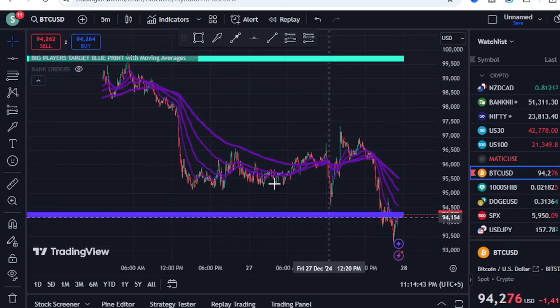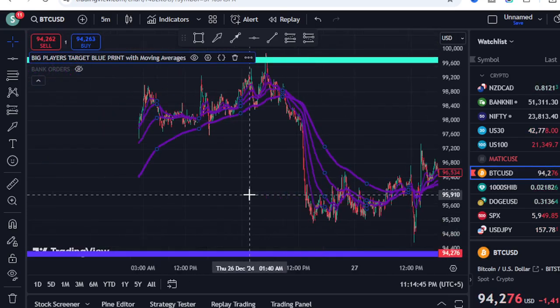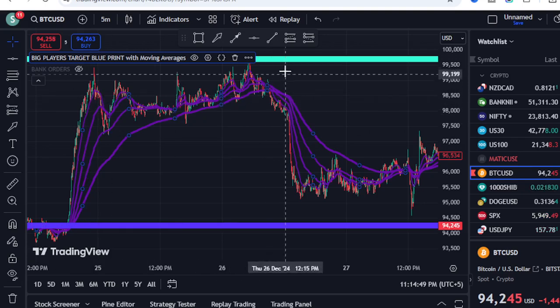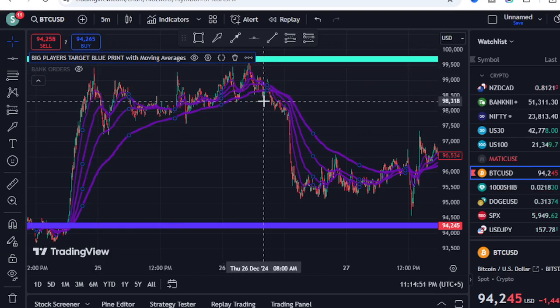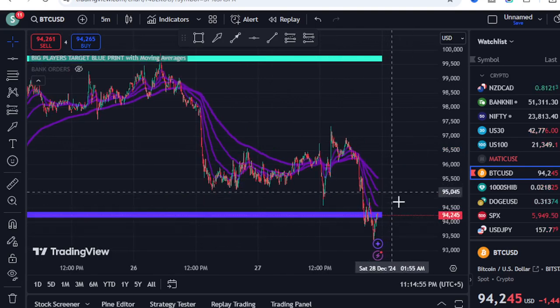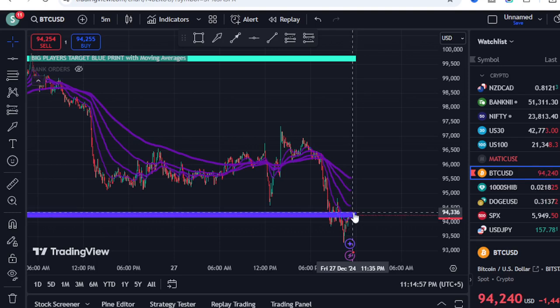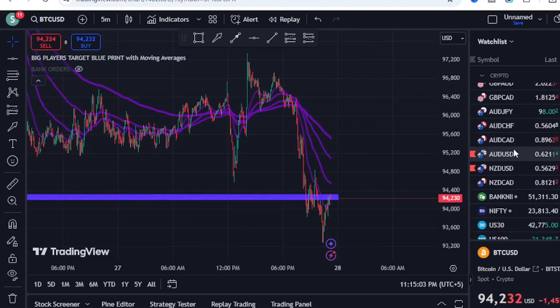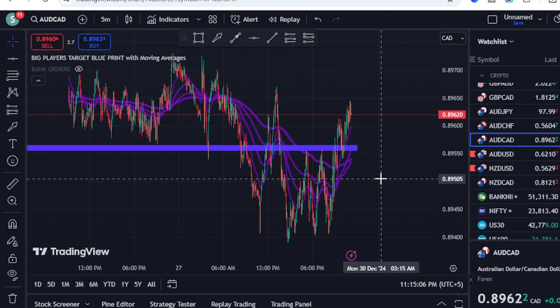Now just look at Bitcoin. Bitcoin exactly started to go up from the blue level, it touched the green level, and then the price was below all the moving averages, and then it again targeted the lower level. And right now we will only take a buy position if the price continues to cross above the moving averages. Otherwise we will not take a buy position, and this is the smartest rule.